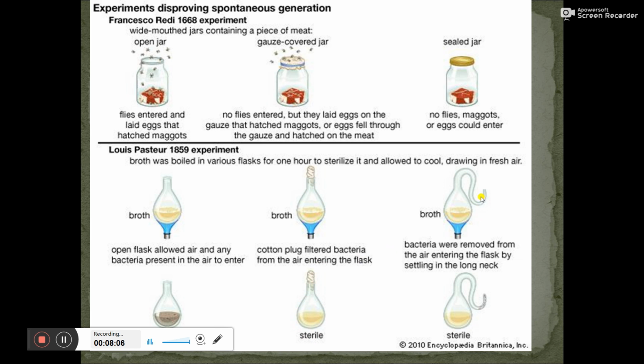And finally, he did the swan neck flask experiment. If you heat glass, you can extend it and form necks like this. So he heated it, and the neck was extended in such a way that the dust which enters will only reach till here, but will not go to the side. So the bacteria were removed from the air entering the flask by settling in the long neck. If at all it enters, it will get settled over this long neck. In such a case also, the broth remains sterile. So this is the classical swan neck flask experiment of Louis Pasteur, which disproved the theory of spontaneous generation.